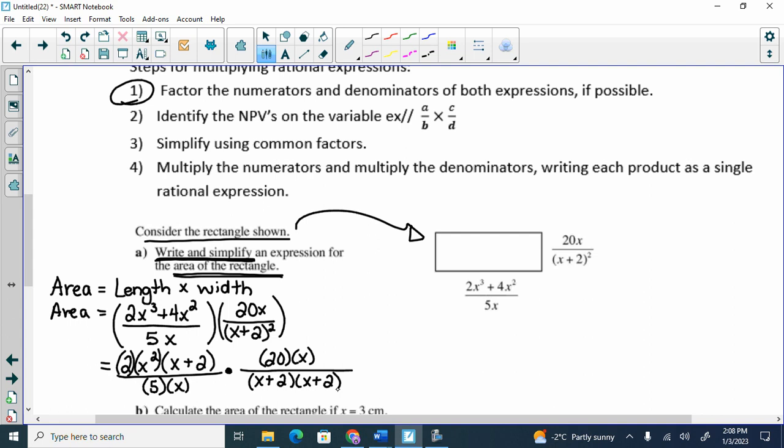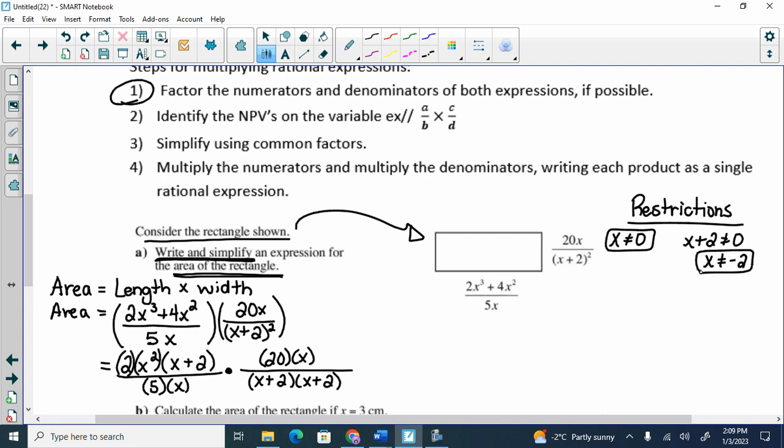Now, non-permissible values are stated for denominators, because denominators can't equal 0. We don't care about numerators, we just care about denominators. So over here, I'm going to state my restrictions. Multiplication is just the denominators. So I'm going to get 5 can't equal 0. Don't have to write it because it doesn't have a variable. X can't equal 0, so that's one of them, which makes sense. And then x plus 2 can't equal 0. X can't equal -2. So those are my two restrictions.